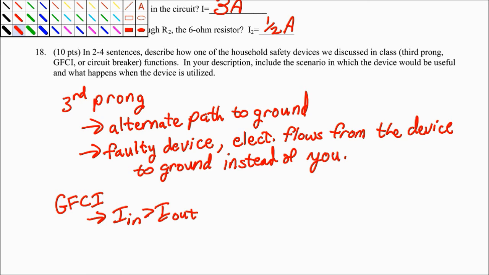And then finally, circuit breaker, I'll call it CB. This measures the I total, and it turns off when that I total exceeds some safe amount, 15, 20, 30 amps. And of course, most people have experienced this, but if you put too much on a circuit in your house, that circuit breaker will kick off and then you have to go and turn it back on.